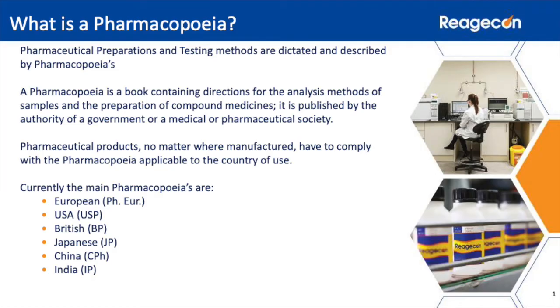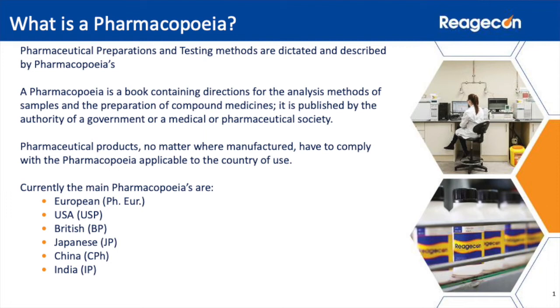Pharmaceutical preparations and testing methods are dictated and described by the Pharmacopoeias. A Pharmacopoeia is a book containing directions for the analysis methods of samples and preparation of compound medicines. It is published by the authority of a government or medical or pharmaceutical society.